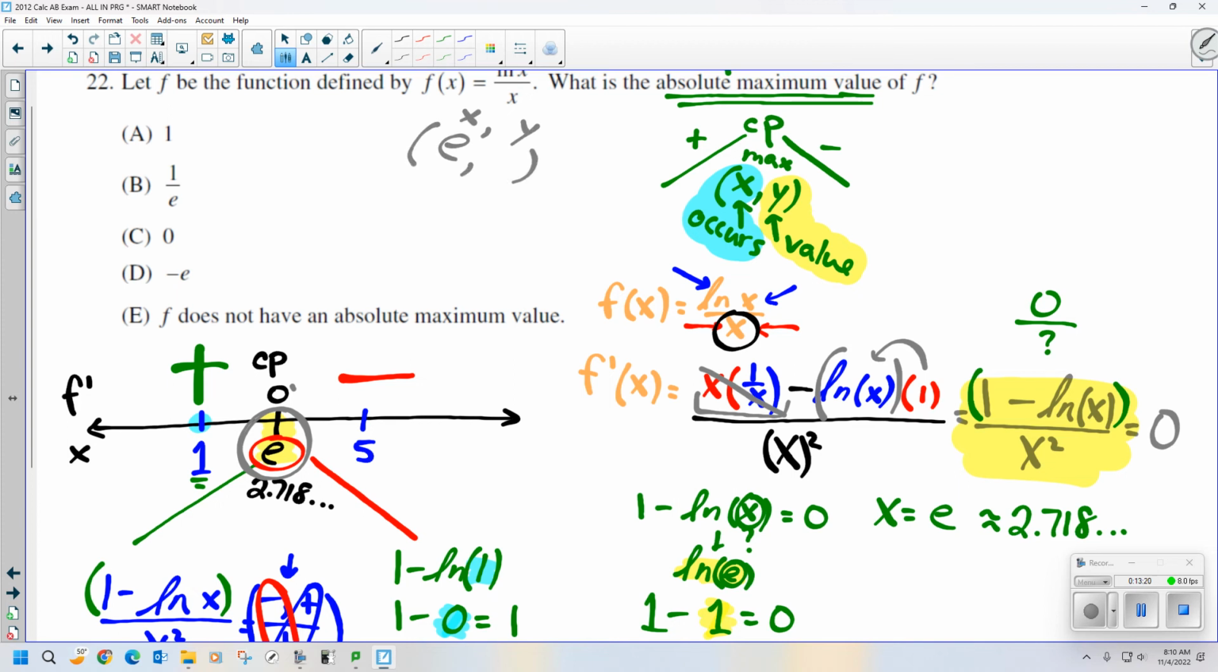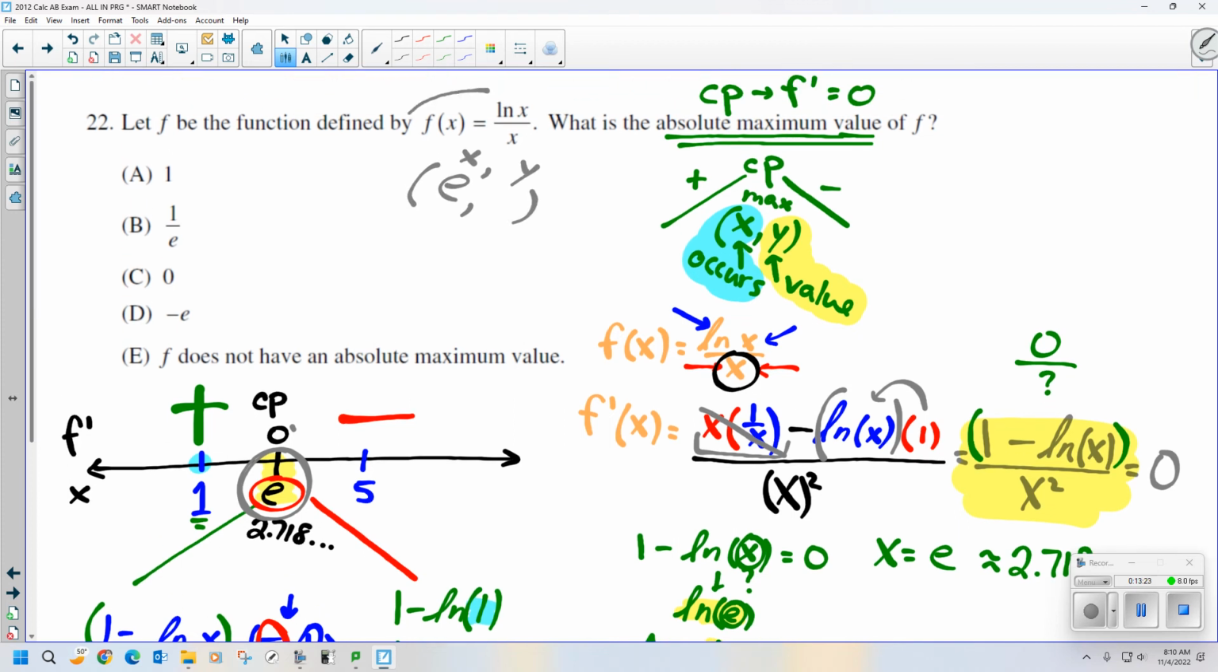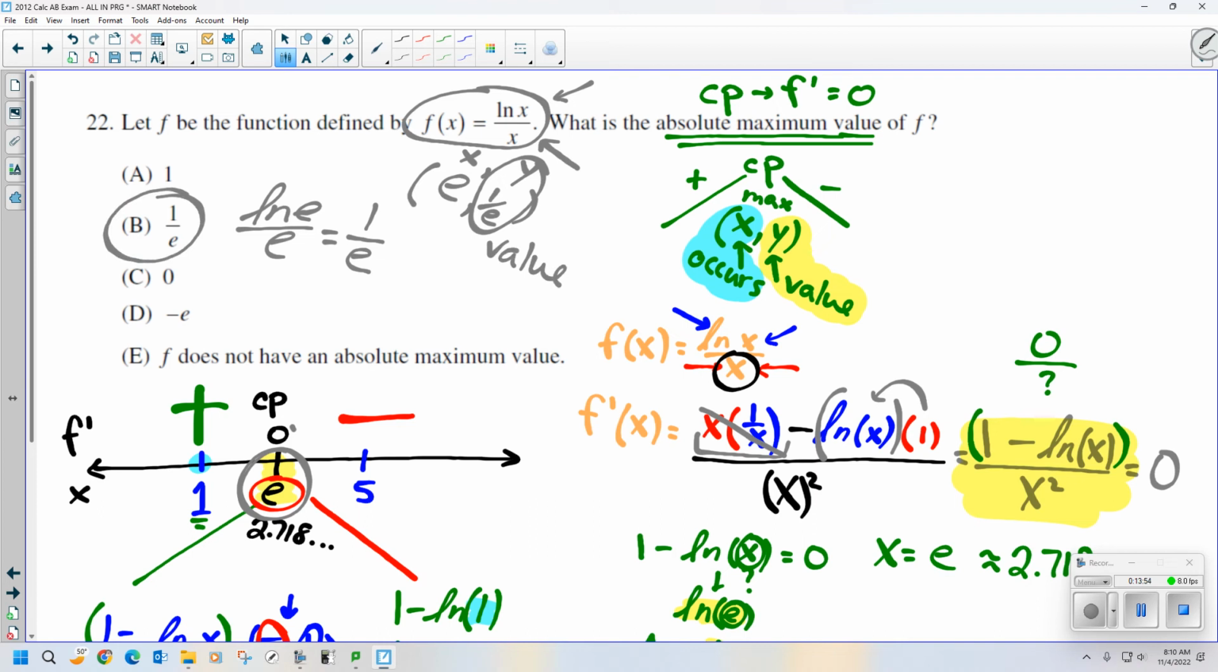I go back to the original equation anytime I want a coordinate. So the Ln of e over e. All I did was throw in my e for x. I'm not trying to confuse you. e is a number, x is a variable. The Ln of e, we already know that's 1, over, well, I don't have a calculator, so I'm just going to leave this e. This is the max value. 1 over e, that's choice B.